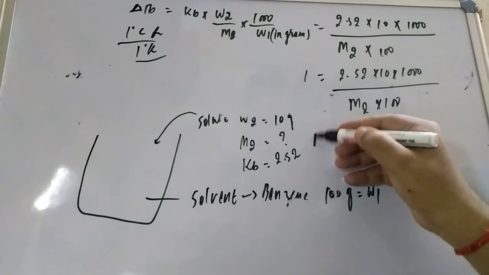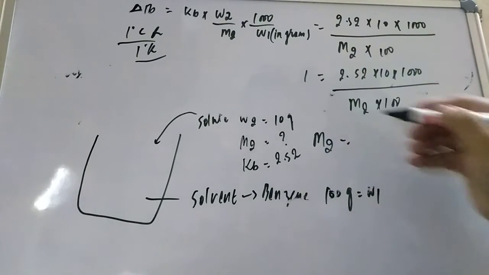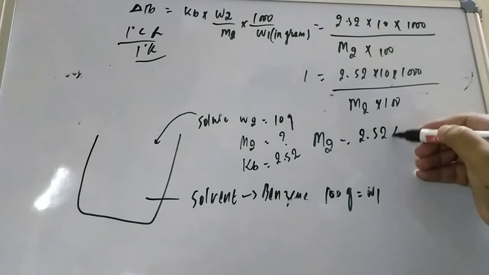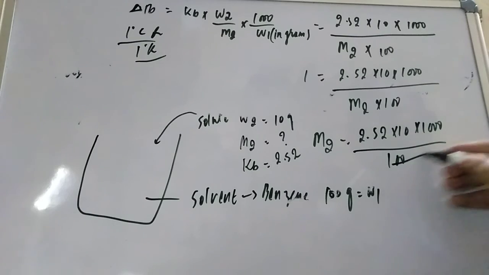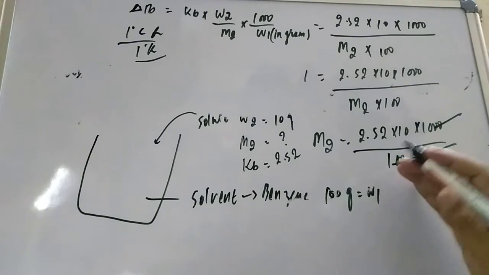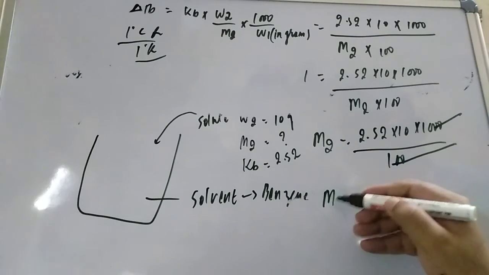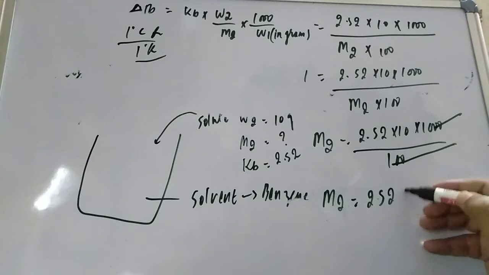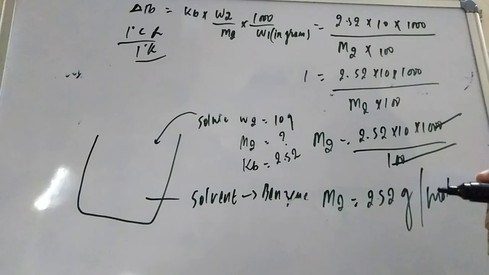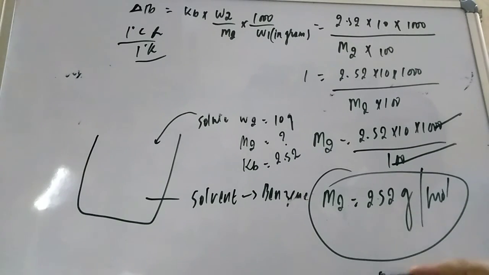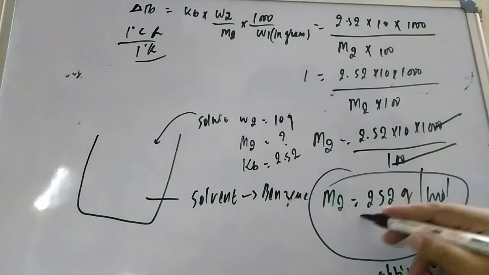If you cross multiply, M2 goes there, so this will come here. So 2.52 into 10 into 1000 by 100. If these zeros cancel out, student, how much is coming? M2 is equal to 252 gram per mole. If you go and check with the options, student, option number D is matching, 252.